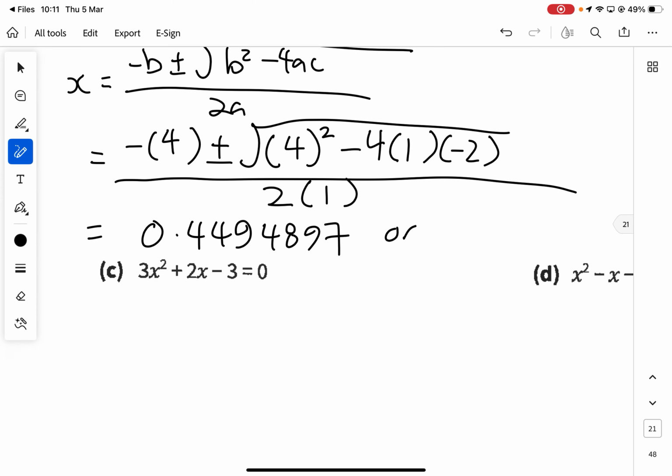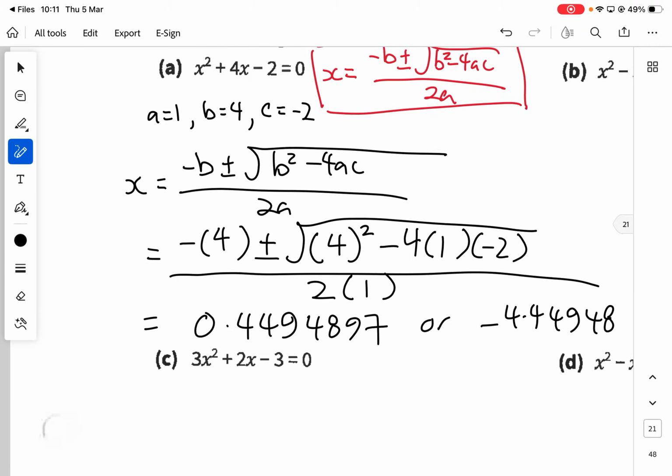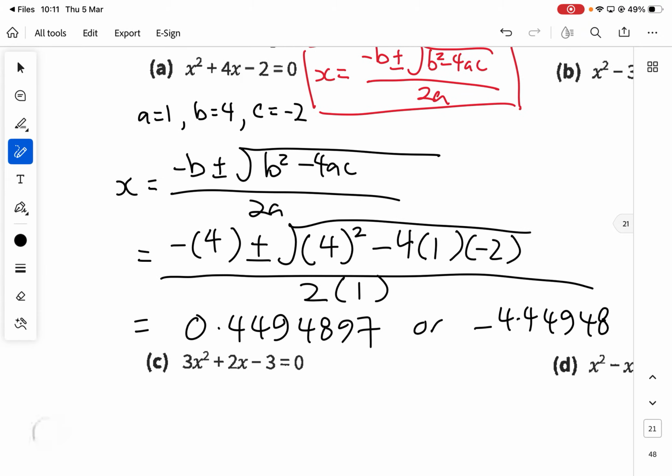Okay? Then I just write all. Negative 4.44948. Then I will have my two answers. Okay? So the challenge here is identifying your ABC and doing the substitution correctly. If you are able to do these two things, then you just need to press your calculator correctly. You will get your two answers already.